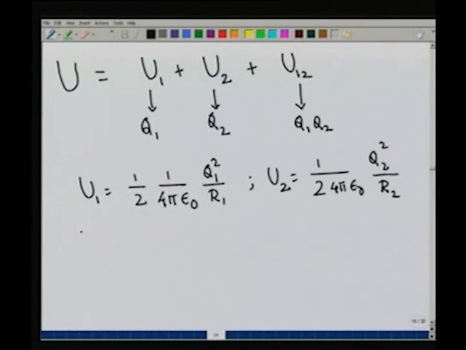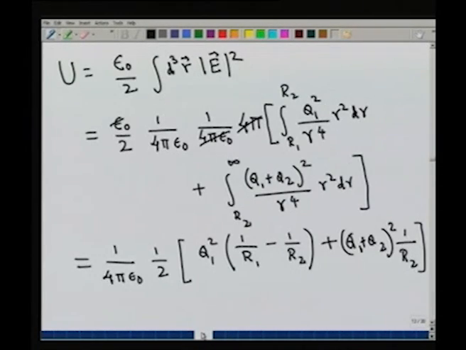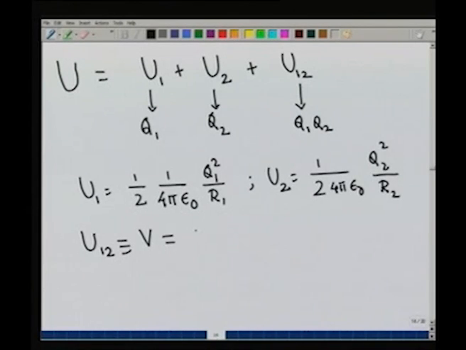Now we have to write down the expression for U12, which is the same as V, the interaction energy between the two spheres, two spherical charge distributions. So let me go back to this expression, and I ask for the cross term between Q1 and Q2. I get a 2 Q1 Q2 that cancels this factor of 2 in the denominator. Therefore, I will get 1 over 4 pi epsilon naught, Q1 Q2 divided by R2.